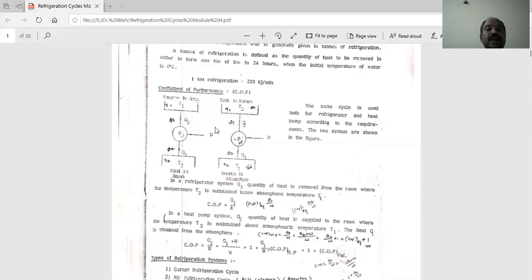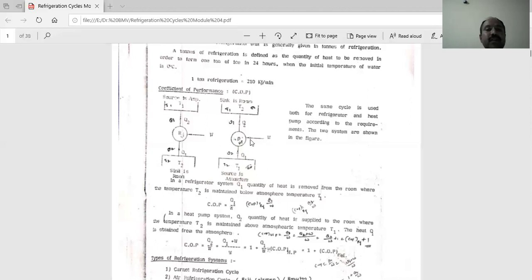In a similar way there is another system, the heat pump. The heat pump also works between the same two energy reservoirs, which is how the system works, based on the second law of thermodynamics. In the heat pump, the source is at T2 and the sink is at T1. We have to lift heat from the source to the sink.